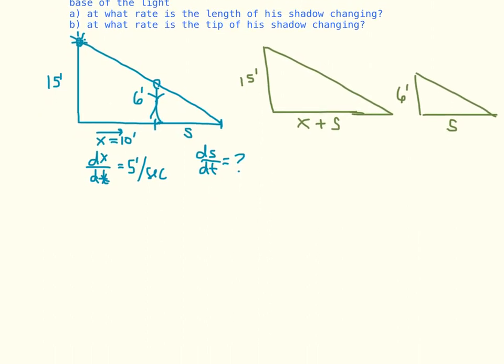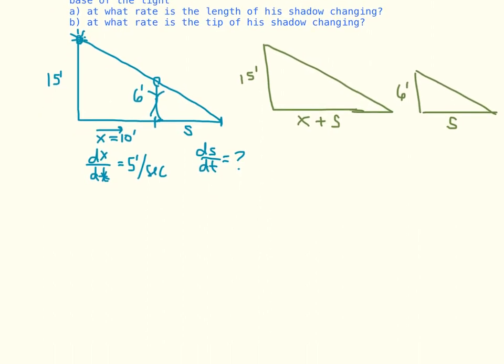is similar triangles. And so we should be able to set up a proportion comparing similar sides, okay? The sides of similar triangles are in proportion. And so we should be able to set up that 15 over x plus s should be equal to 6 over s. All right, and so then what do we do when we have a proportion?